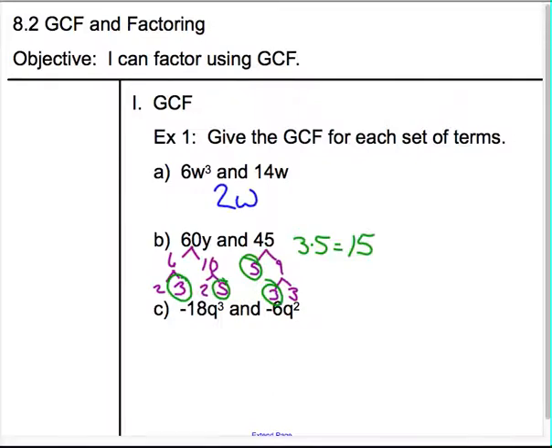So for C, I'm going to look at negative 18 and negative 6, and I see a negative 6 for my GCF. A negative 1 can be a common factor as well. And because it's 1, you can actually pull a negative 1 out of a positive number and call that a GCF as well. Looking at my variables, the smaller of the two exponents is 2, so q squared would be my GCF for the variables.